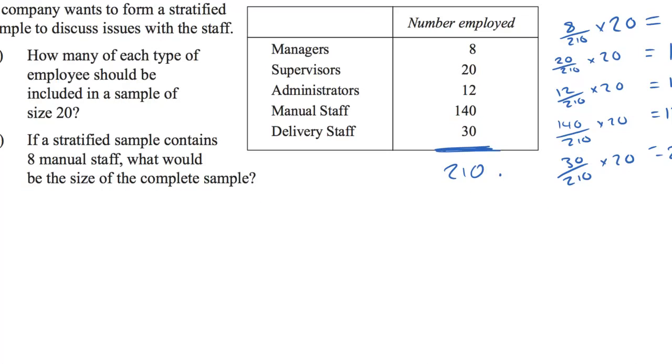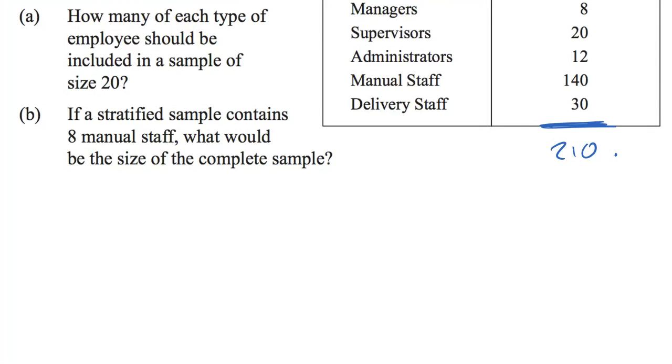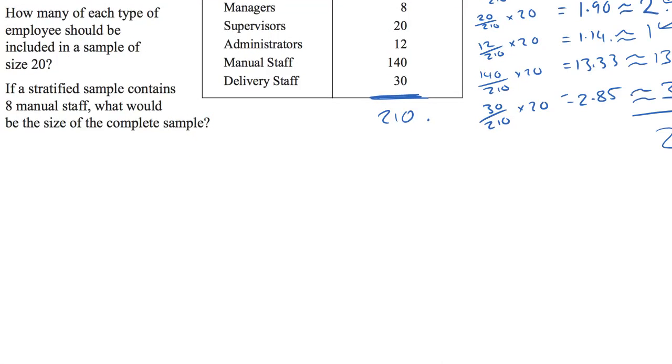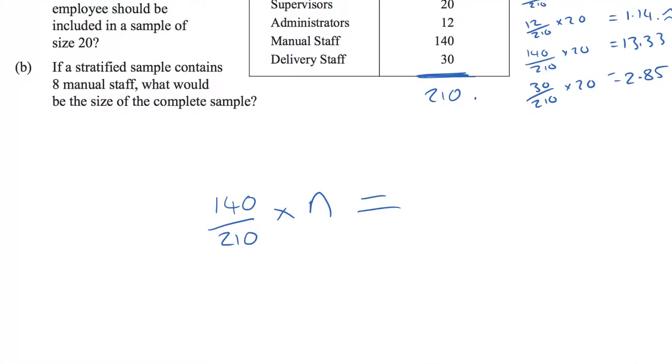Okay, let's finish this off. We've got our final question to think about at the end here. If a stratified sample contains 8 manual staff, what would be the size of the complete sample? Well, if we go back and think about the sum we did for our manual staff, it was 140 over 210 times that sample size. Now, that's unknown in this case. Let's just call it n. But we do know that when that sum was done, their answer was 8, because in this sample, we've got 8 staff.